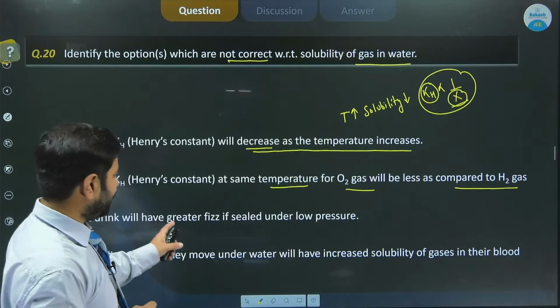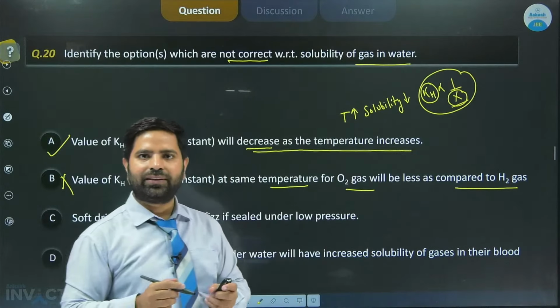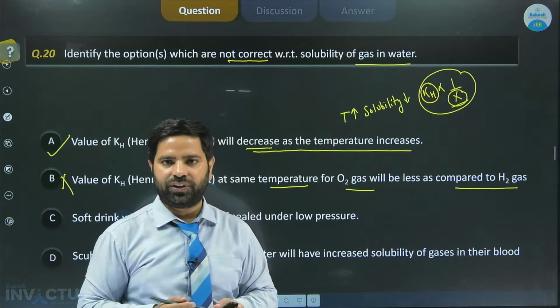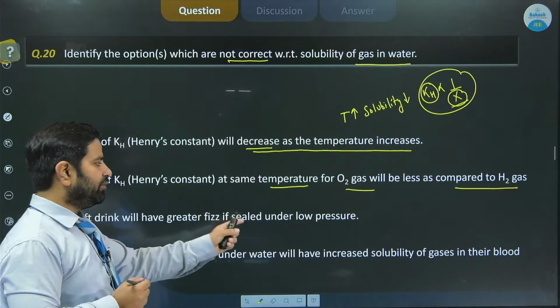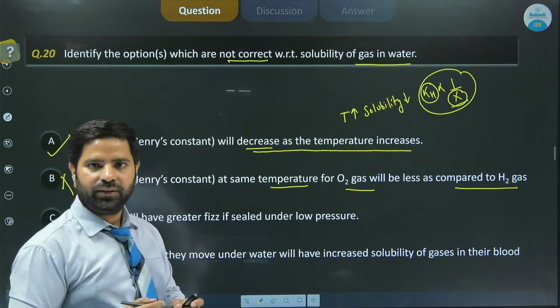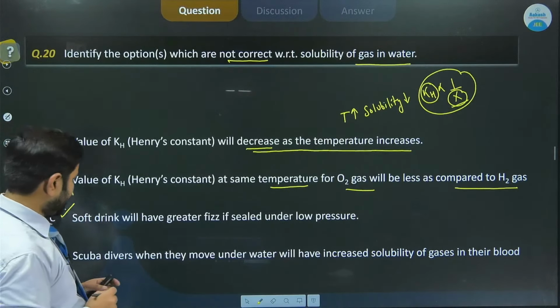Soft drink will have greater fizz if sealed under lower pressure. So we know that the solubility of gas in liquid solution increases when the pressure is increased. So it will have greater fizz if the pressure is high. So this is the incorrect option. We have to choose incorrect.